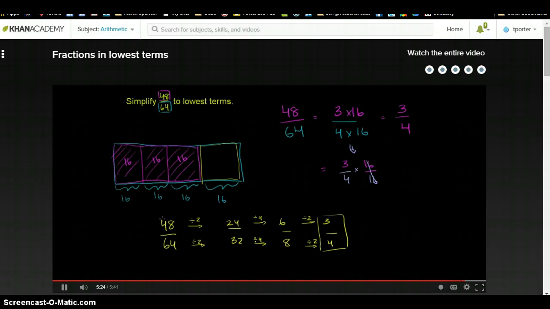And really when you're dividing the numerator and denominator by 16, you're turning groups of 16 into one piece, or 16 super small pieces of the pie into one bigger piece of the pie. So this goes from 64 pieces to 4 pieces. This goes from 48 pieces to 3 pieces.